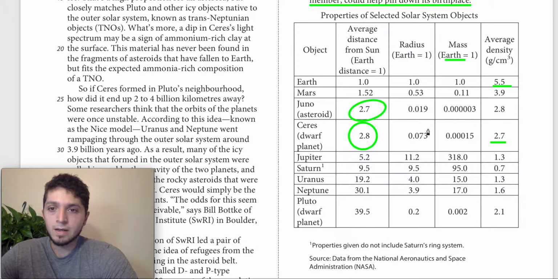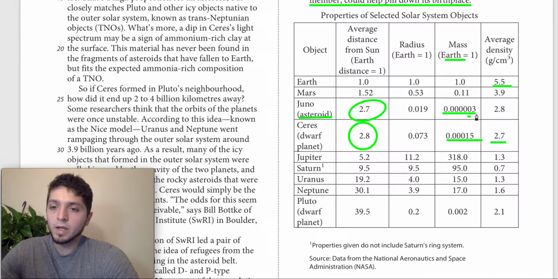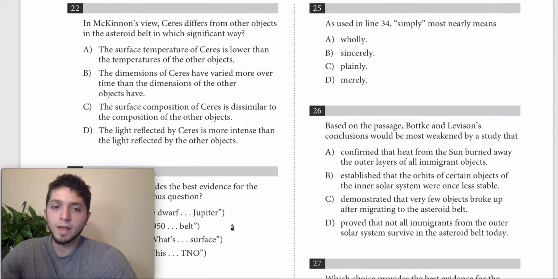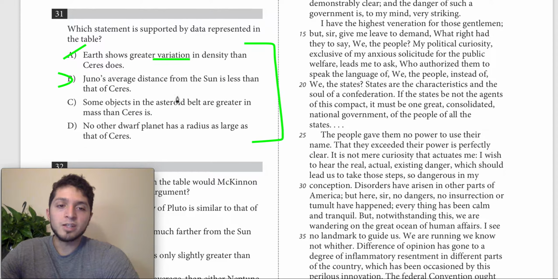C says some objects in the asteroid belt are greater in mass than Ceres is. So here is Ceres, here's the mass for Ceres. And then we have some objects in the asteroid belt. Really, the only other object in the asteroid belt that's here is Juno, which is 0.0003, it's less, right? Ceres is 5 times as big in mass, in terms of Earth mass, as Juno, which is the only other object that's in the asteroid belt. So other objects in the asteroid belt are not greater in mass, so C is wrong.